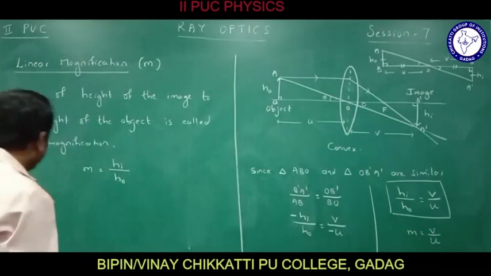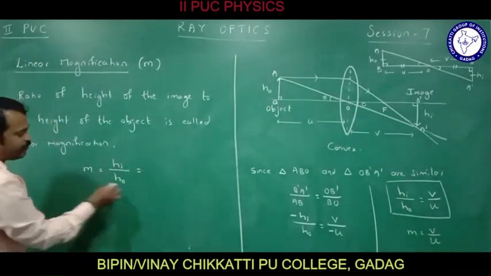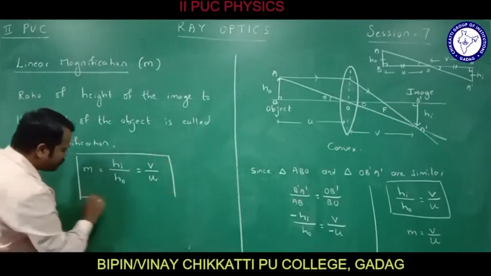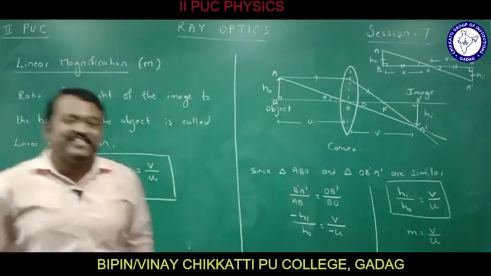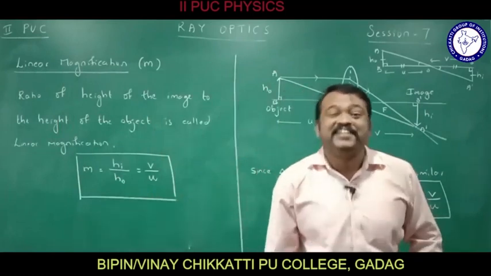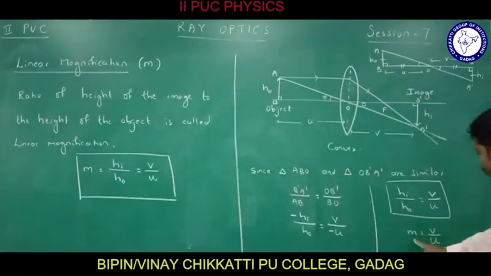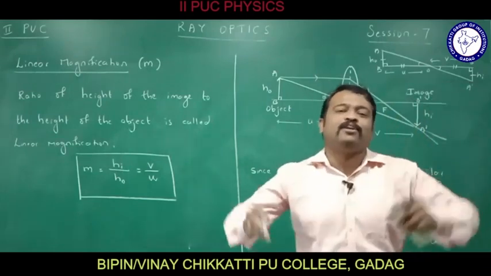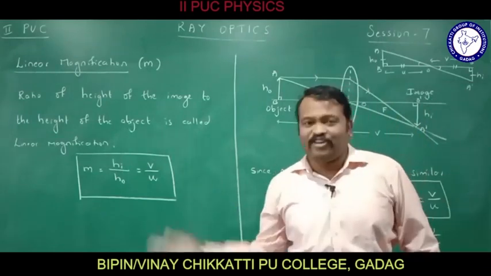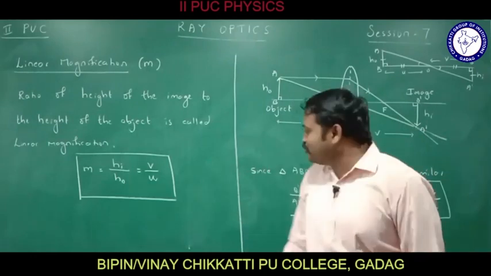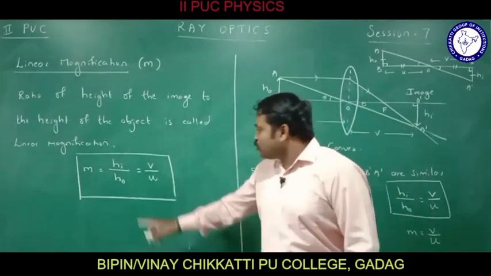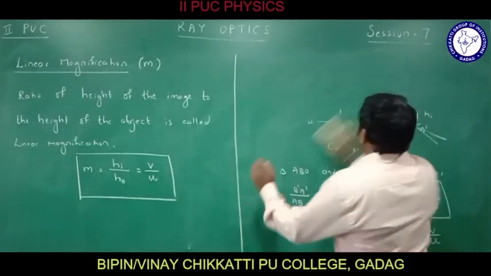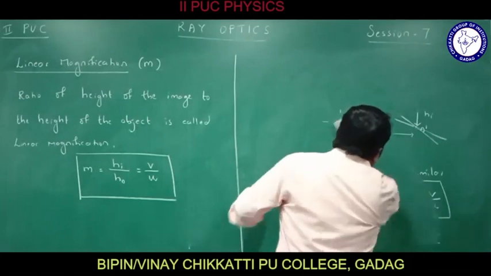Remember, magnification is HI divided by HO, or V divided by U. What is V? Image distance. What is U? Object distance. So magnification is image distance divided by object distance. It can be calculated using the heights, the height of the image divided by the height of the object, but it can also be calculated using the object distance and image distance. So magnification is V divided by U.